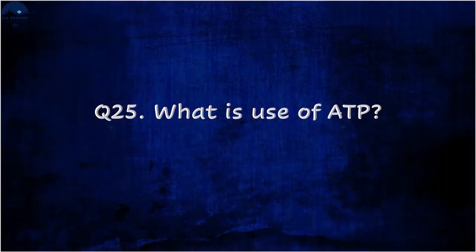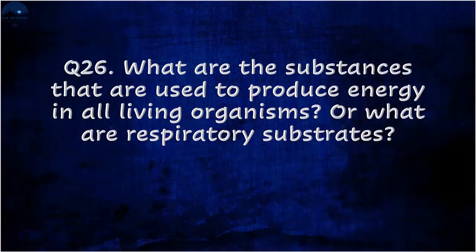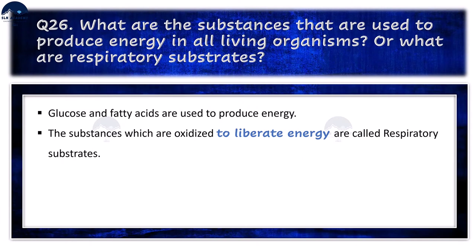Question 25. What is use of ATP? ATP is the energy currency for most cellular processes. ATP is used to supply energy in the cells for carrying all the metabolic processes. Question 26. What are the substances that are used to produce energy in all living organisms? Or what are respiratory substrates? Glucose and fatty acids are used to produce energy. The substances which are oxidized to liberate energy are called respiratory substrates.